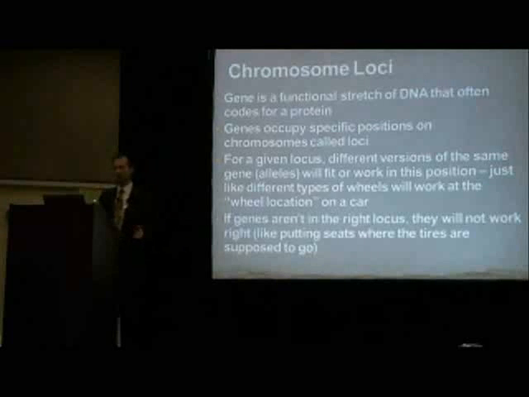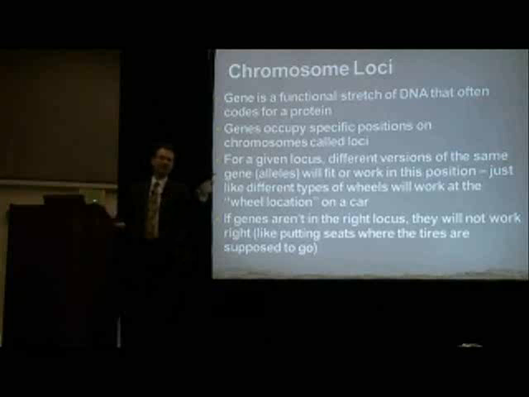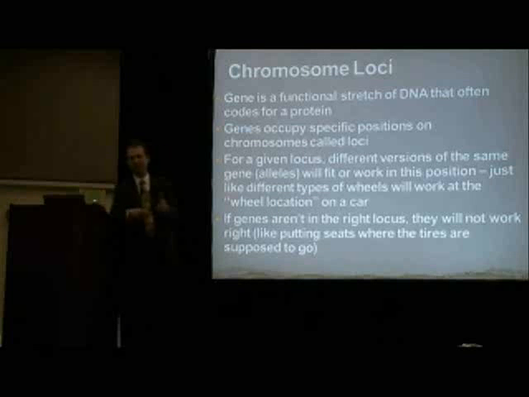Okay, for example, a gene is a stretch of functional DNA that often codes for a protein. Genes occupy specific positions called loci. For a given locus, different versions of the same gene, or alleles, will fit or work in this position. They're called different types of alleles. Just like different types of wheels will work in the same wheel location on a car. Can you trade out wheels on your car and put on a different kind? You go to the car body shop and you say, I like that rim and that kind of wheel on my car. And somebody else would say, no, I like the other rim and the other kind of wheel on the car. And the body shop, let's say, has 15 different rim options and 20 different wheel options, and you can mix and match all those options.